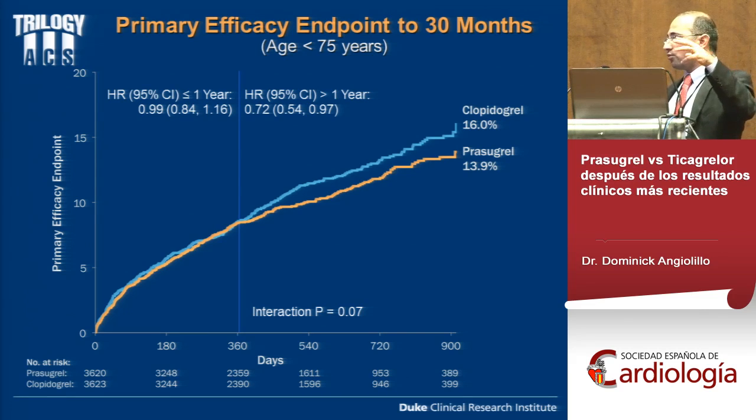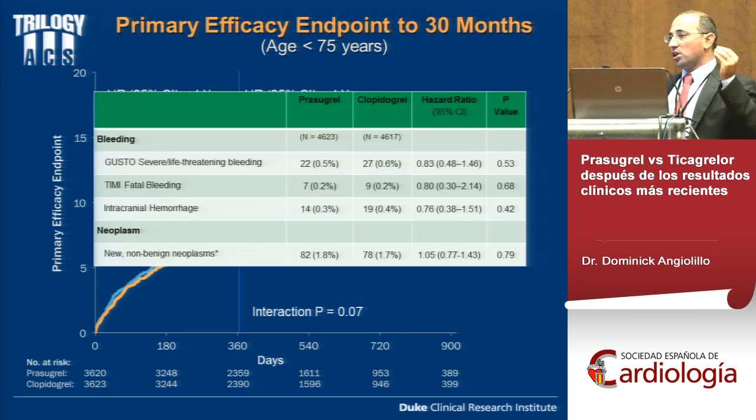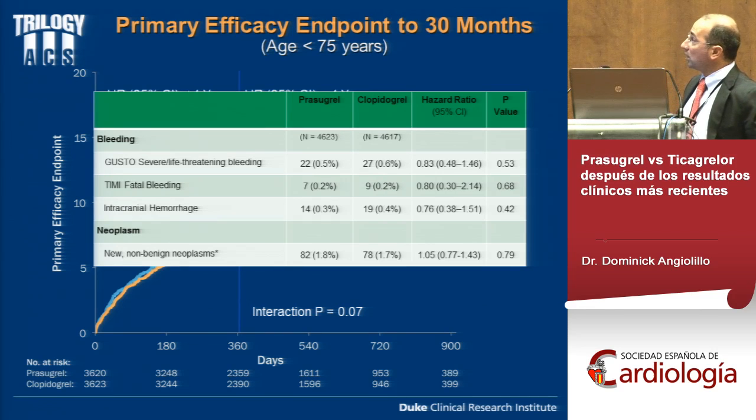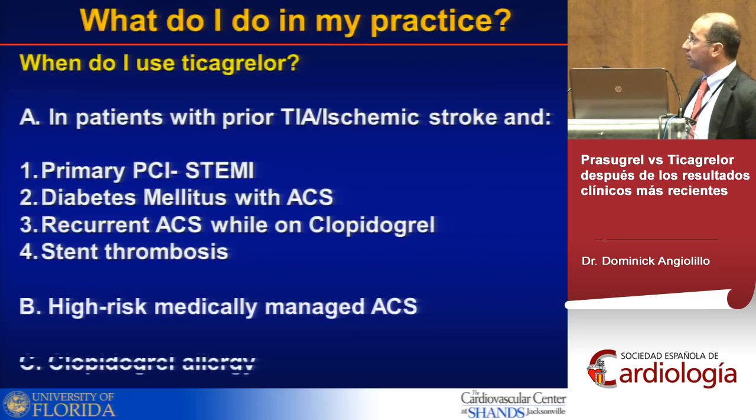But I think it's a very informative trial, and I think the most informative aspect of the trial was safety. Because TRILOGY ACS was designed based on lessons learned from TRITON-TIMI 38: do not include those patients who have harm with the drug. And as you can see, the safety profile was very similar between the two drugs. So I think a very informative trial.